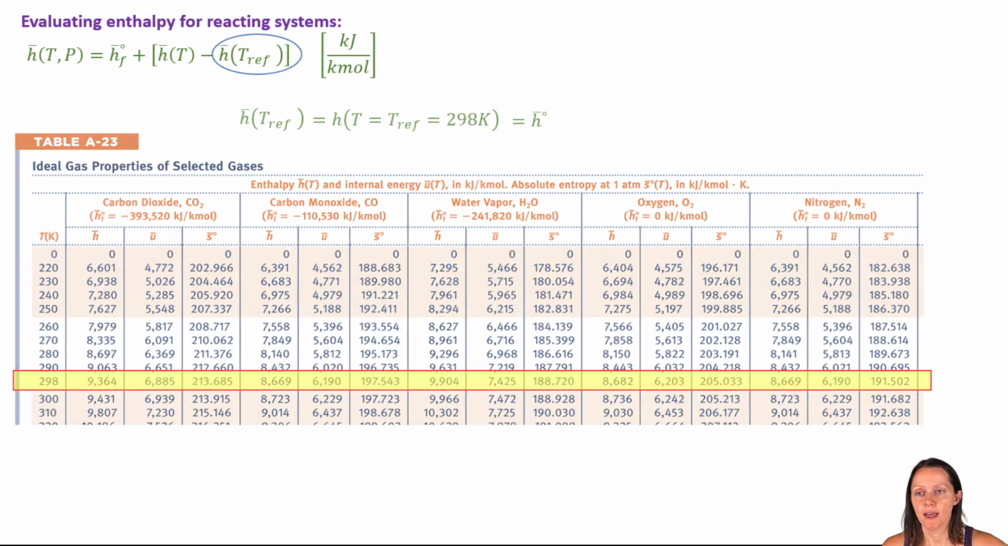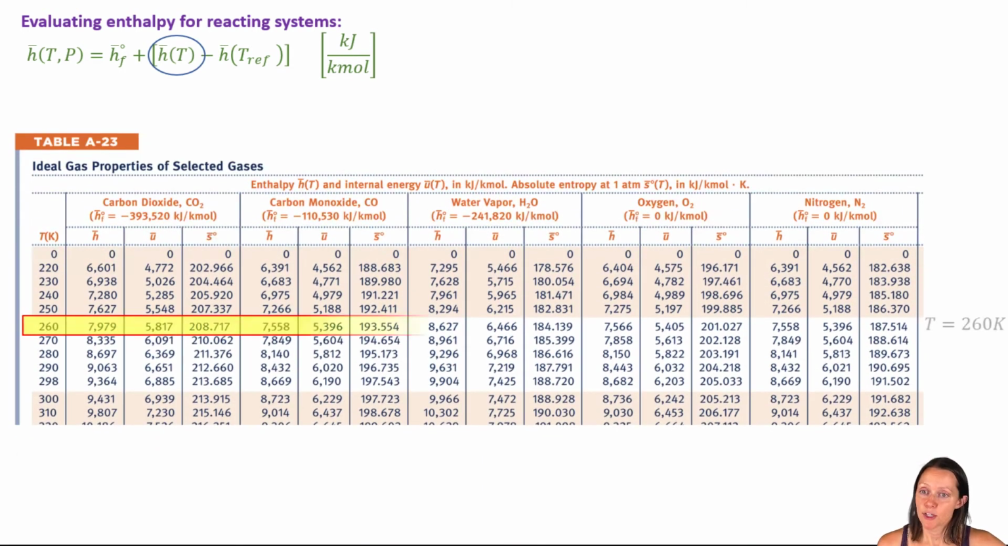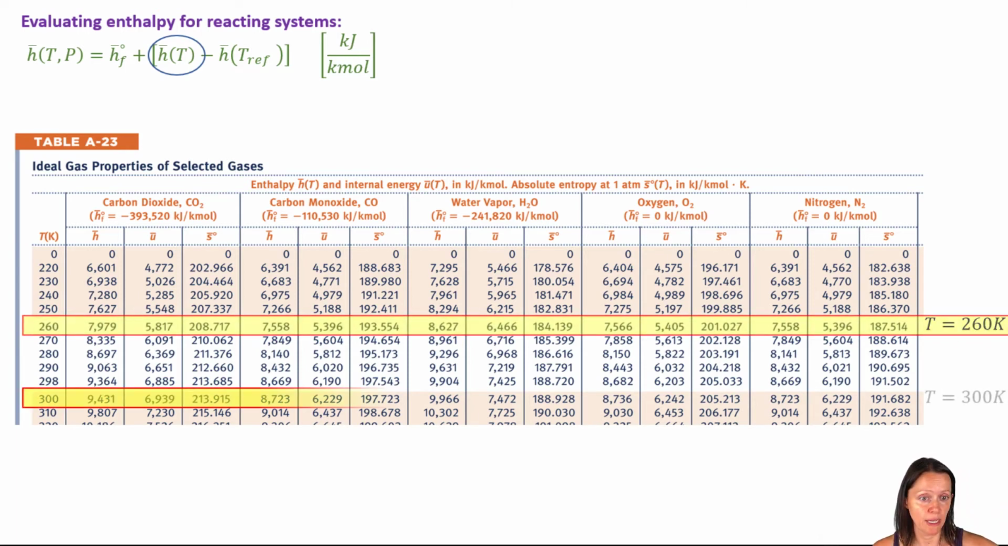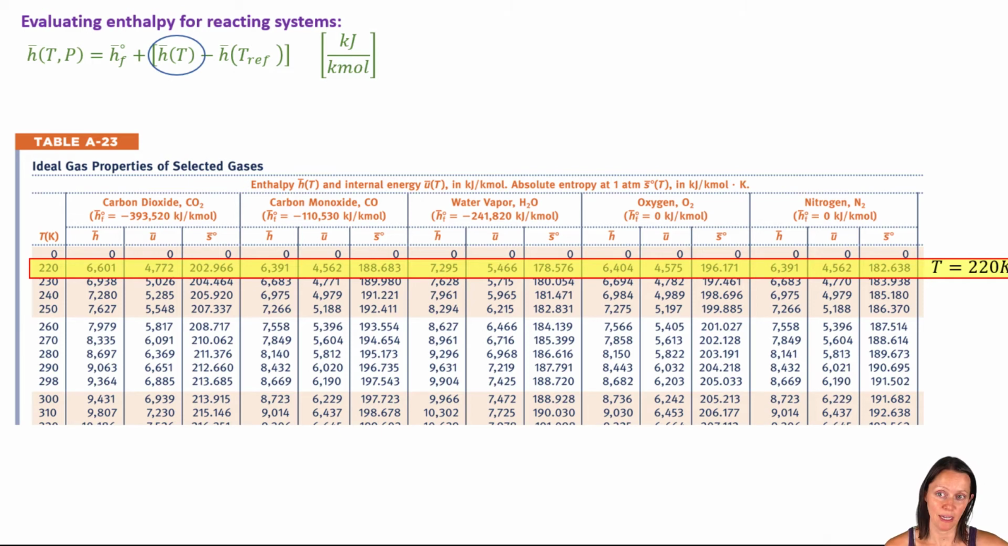No problem. And then, of course, that other H bar at T, that's at whatever temperature your product or reactant is at. So I'm finding that in A23. If the temperature my product or reactant is at is 260 Kelvin, great, just pull it right off the table. If it's at 300, pull it off the table. 220, pull it off the table. No problem. I just need to know to pull it off the table.